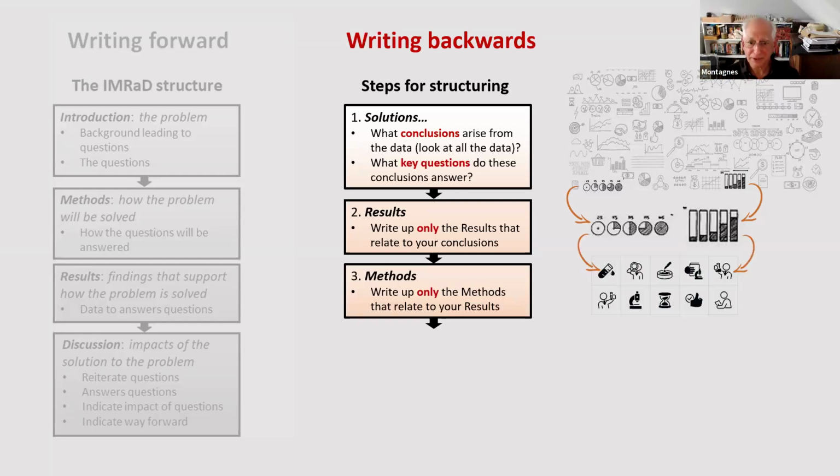Likewise, the methods you write are the methods only associated with the results you present. Don't tell the reader anything they don't need to know. Only tell them about how you did the methods to obtain the results that you're presenting in the paper. Again, we all want to tell everybody how hard we've worked, but the reader doesn't care about that. That's your ego wanting to say, I worked really hard and did all this stuff. Stick with just the methods associated with the results.